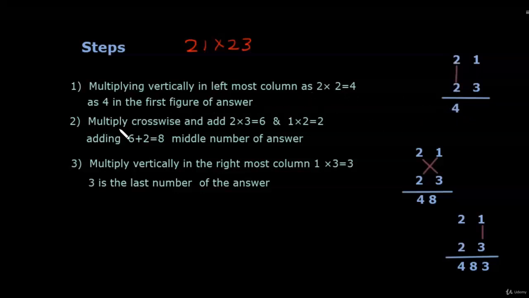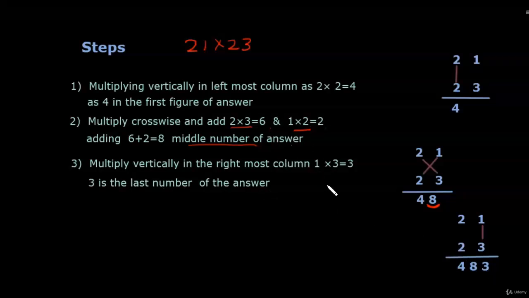In the second step, we have to multiply crosswise, like shown here. 2 times 3 and 2 times 1. And we will add these two results. 6 plus 2 gives us 8, and this will become the middle number of the answer. So this is the middle number of the answer. Then in the third step, we have to multiply vertically the rightmost column, that is 1 times 3 gives us 3 here, and this will become the last number of the answer here.